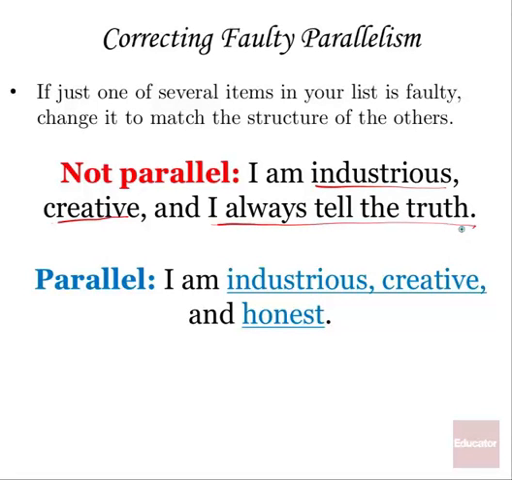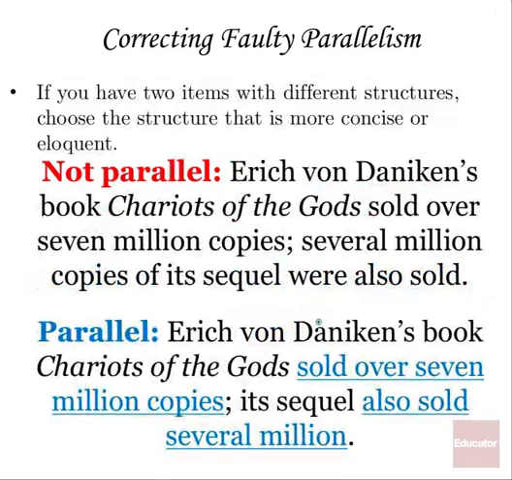Three items, two of them are short and they're in adjective form, industrious and creative, so we take the third one and we put it in adjective form. I am industrious, creative, and honest. A one-word adjectival way of saying I always tell the truth. Now it's clearer and more memorable.